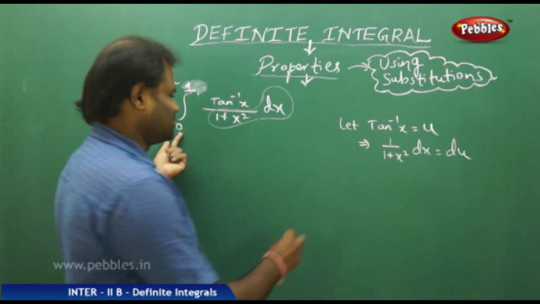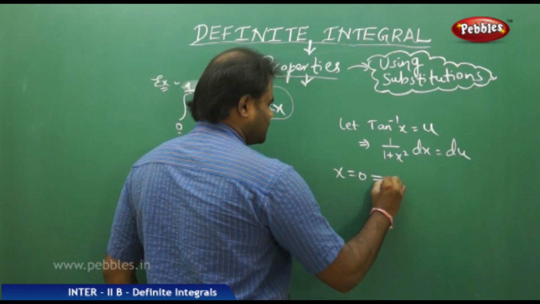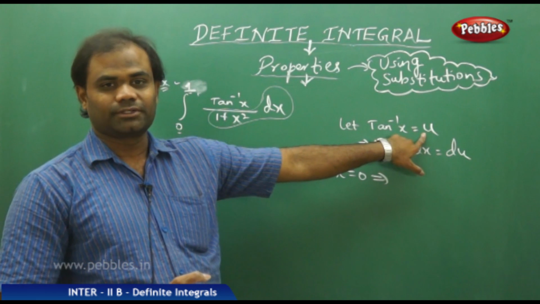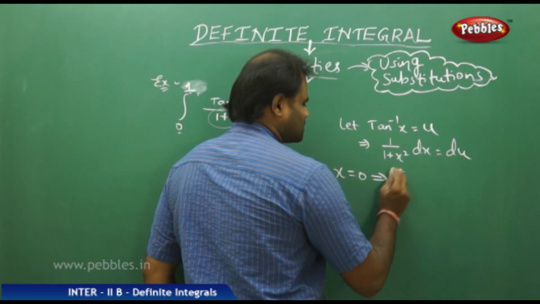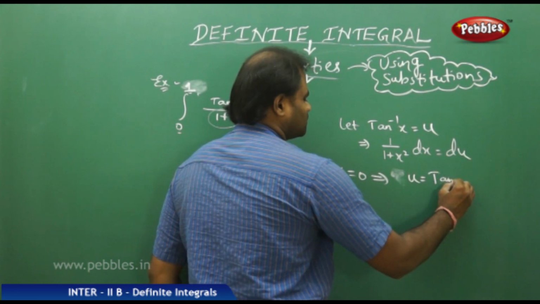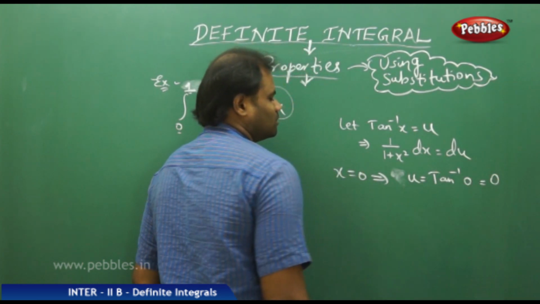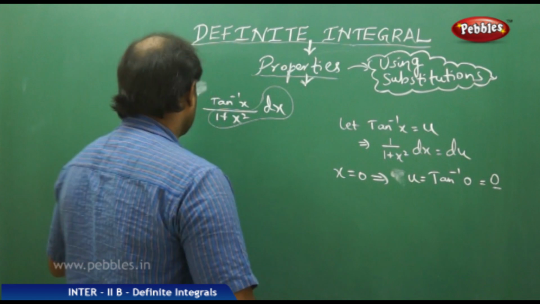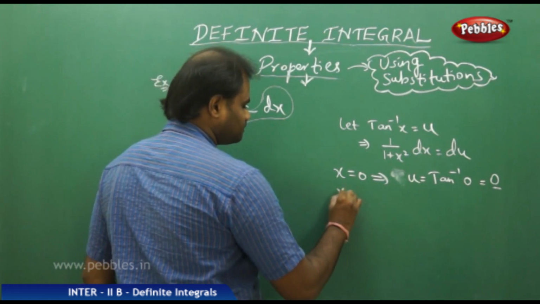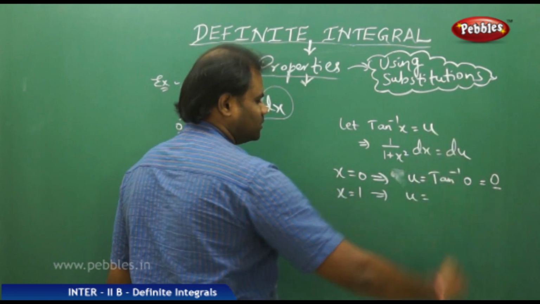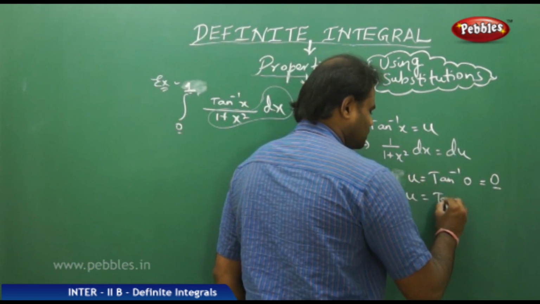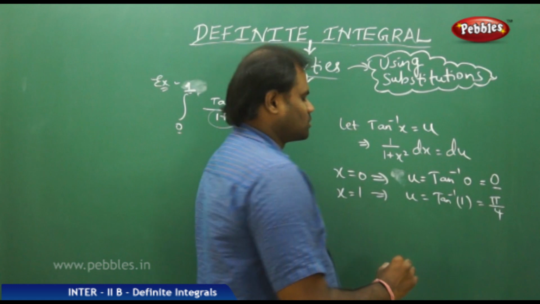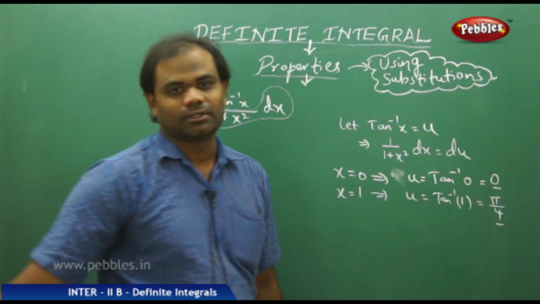So as I take the lower limit of x, which is 0, substituting it gives the corresponding lower limit of u when I substitute in the function. So x equal to 0 implies u would be tan inverse 0, which is 0. So this is identified as the lower limit of u. Similarly, substituting the upper limit of x in the value of u gives us tan inverse 1, which is pi by 4, which is called the upper limit of the function f of u.